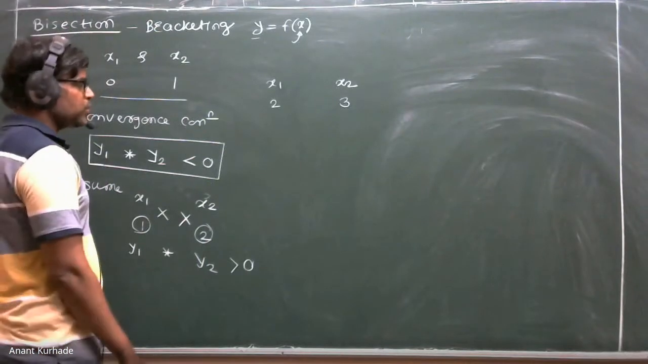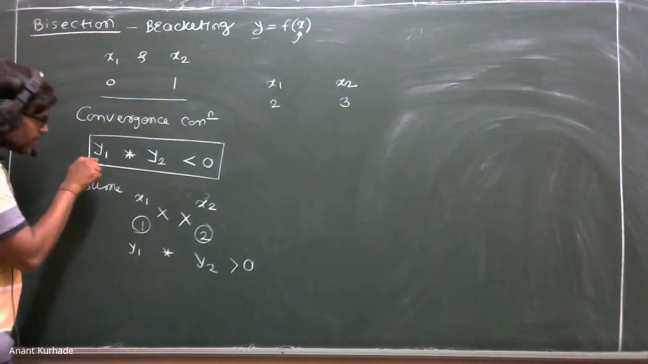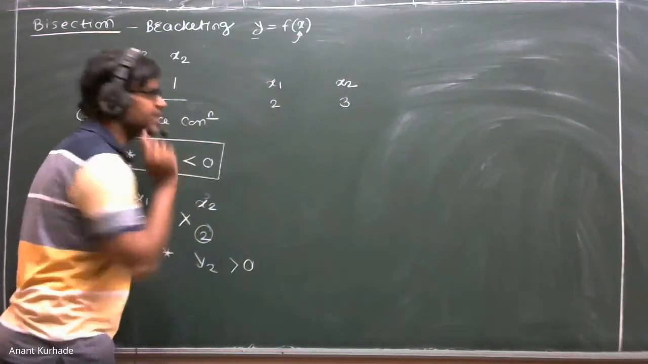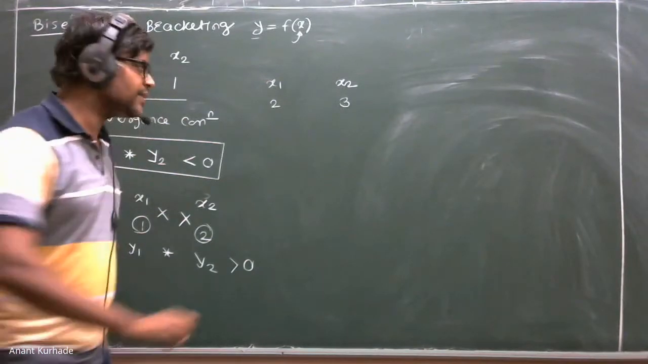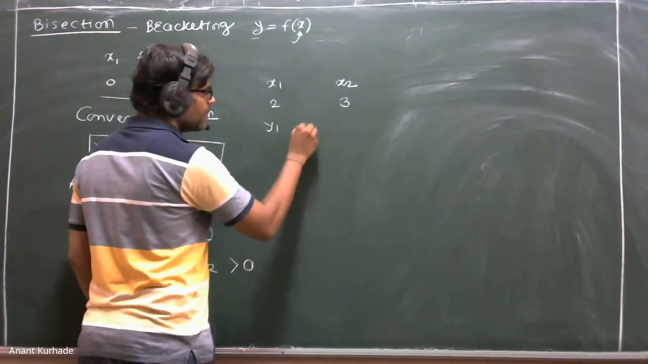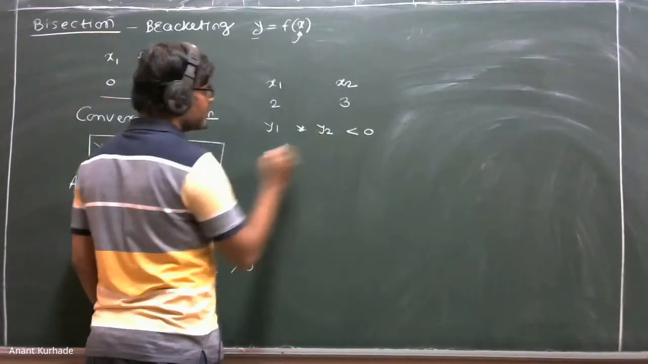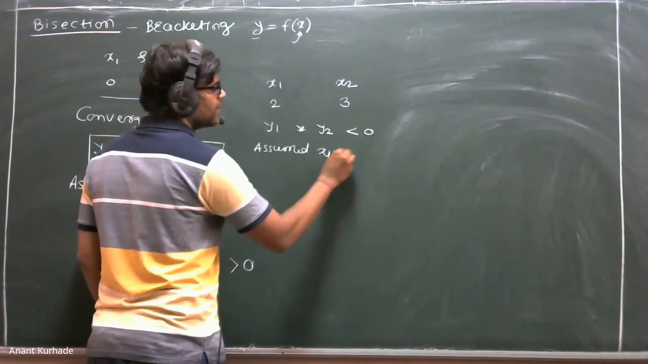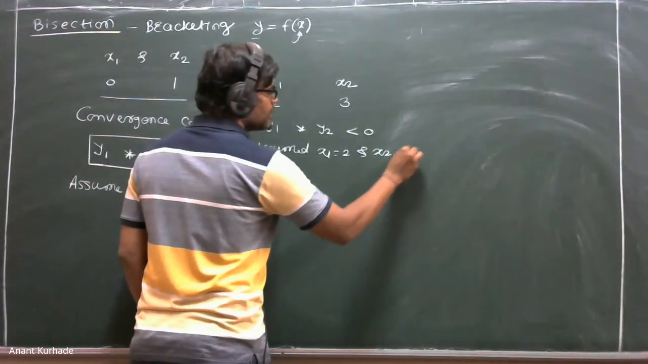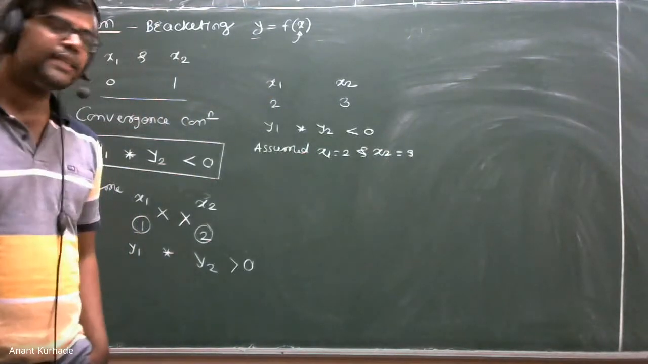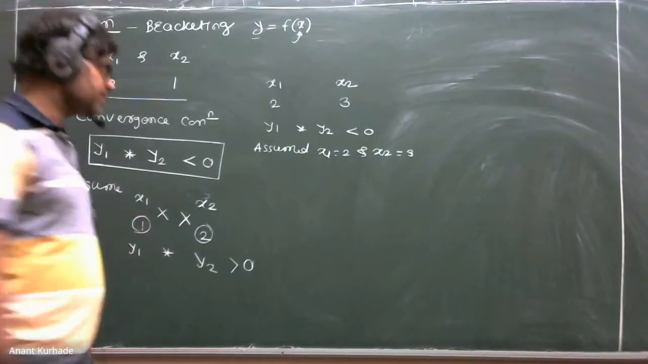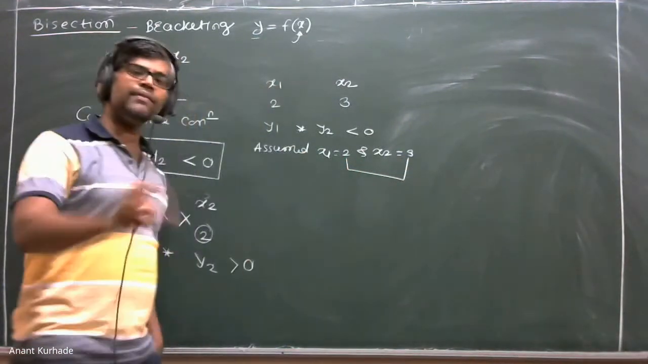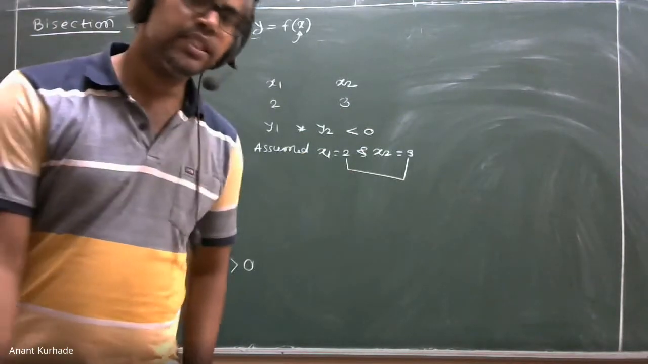You have to repeat this procedure until you get a product that is less than 0. Then you can say the assumed guesses are correct. Let's say y2 is less than 0, then you can say the assumed x1 equal to 2 and x2 equal to 3 are correct initial guesses. That means the root of the equation will lie in between these two values.